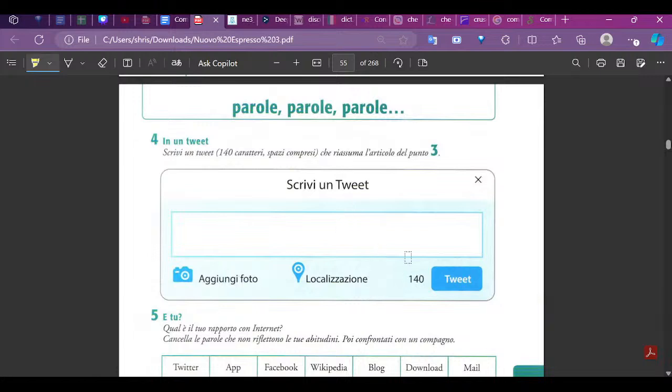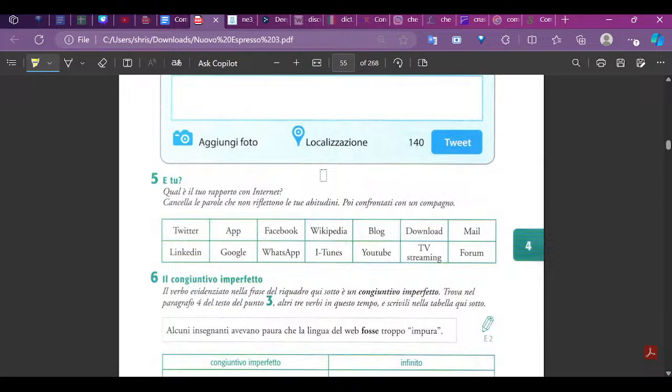I would have thought, okay, 100 words. But 140 characters, that's a different thing. Great. E tu? Qual è il tuo rapporto con internet? Cancella le parole che non riflettono le tue abitudini. Poi confrontati con un compagno. Classwork exercise, you just have to put an X mark on the things or the websites you don't use. In fact, I use pretty much everything. I don't really blog. I do everything except blogging. Like, who blogs these days? Yeah, what else is there to do?